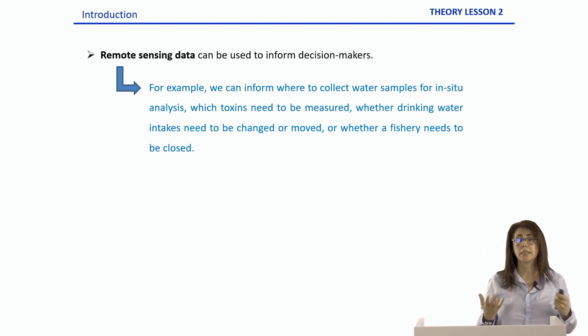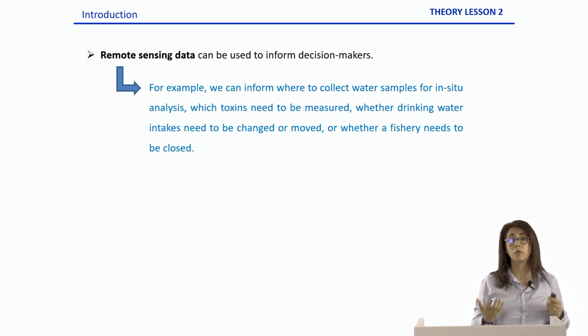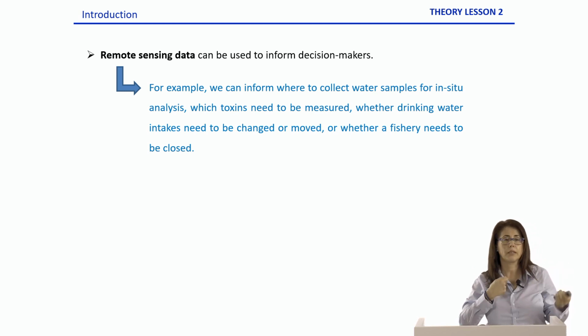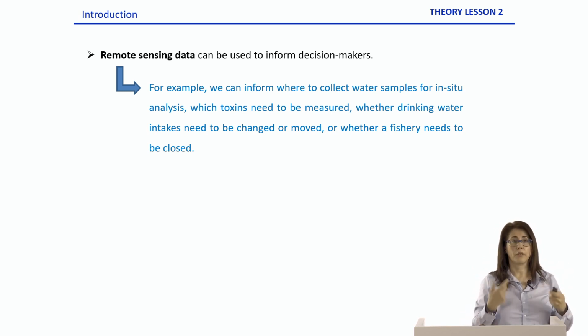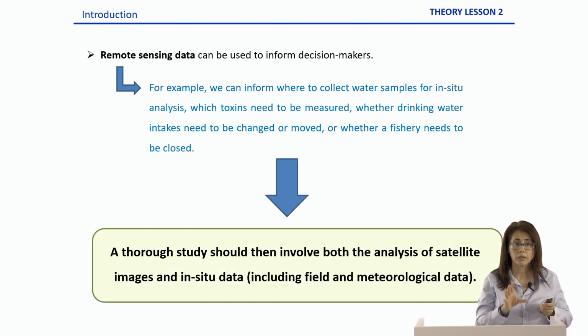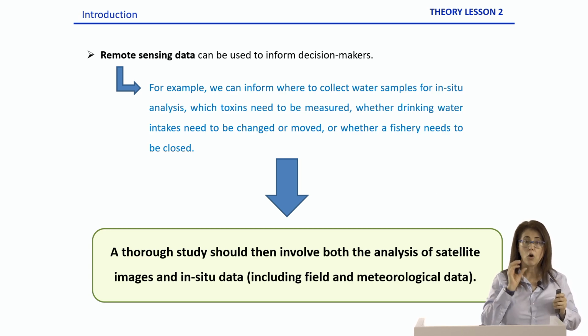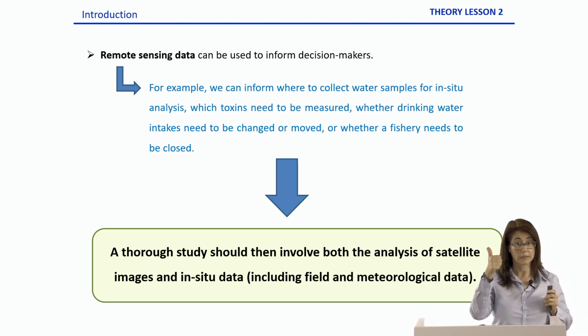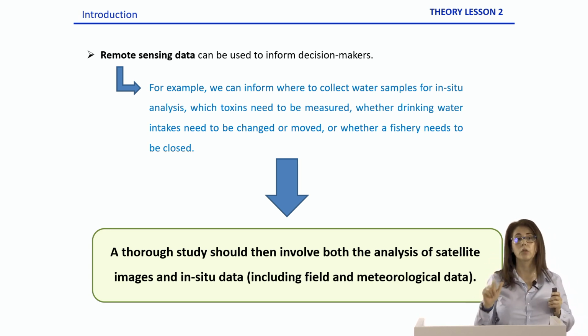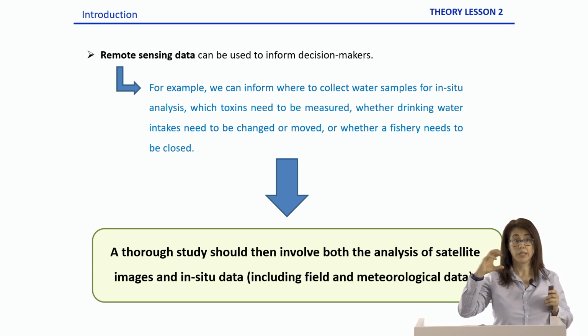However, remote sensing data is very useful and can be used to inform decision makers. For example, we can inform where to collect water samples for in situ analysis, which toxins need to be measured, whether drinking water intakes need to be changed or moved, or whether a fishery needs to be closed. So it is a very useful tool, but a thorough study should always involve both the analysis of satellite images with in situ data. And when we talk about in situ data, we need to include field measurements, that means water samples, to sample, for example, toxins.